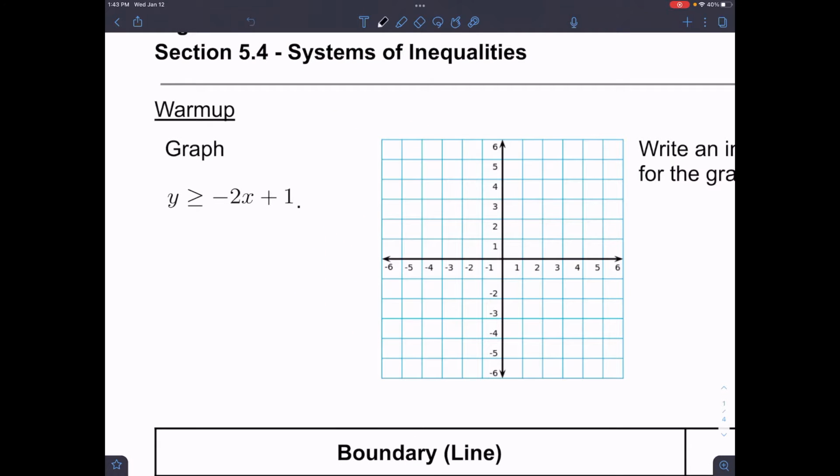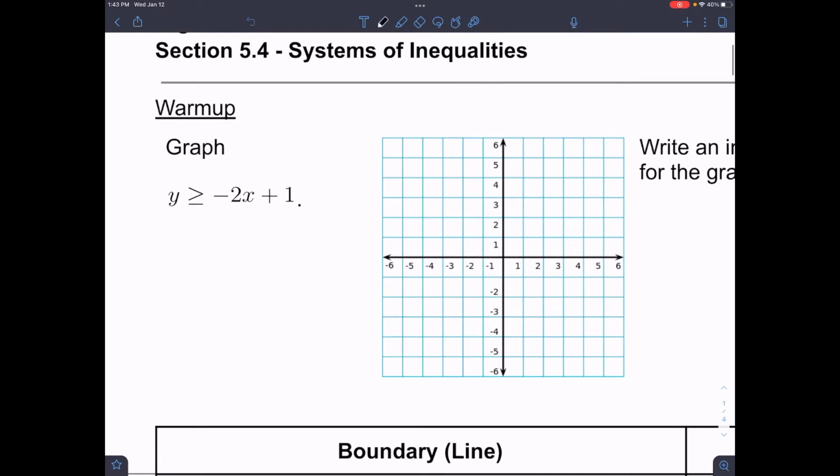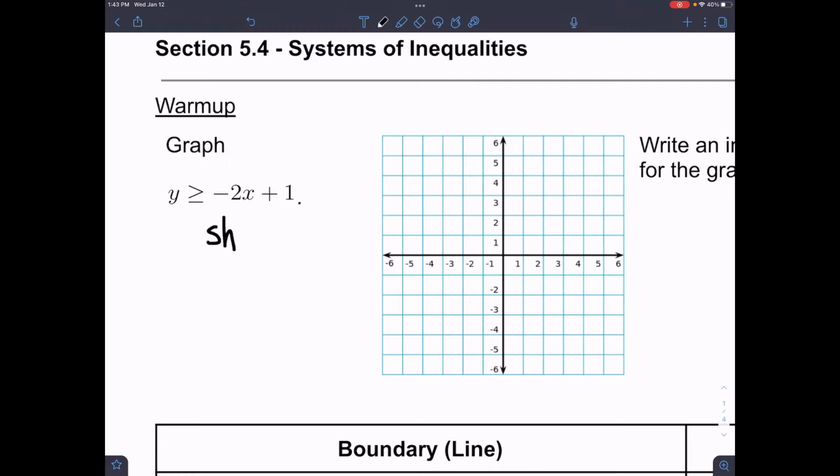So if we want to graph an inequality, there's really four things that we're looking for. First, we want to know if it's dotted or solid. This would be solid because it does have that line. Solid. We're looking for shaded above or below. This is going to be above because it is greater than the line. We want the slope, and we want b. And with those four things, we can make this inequality.